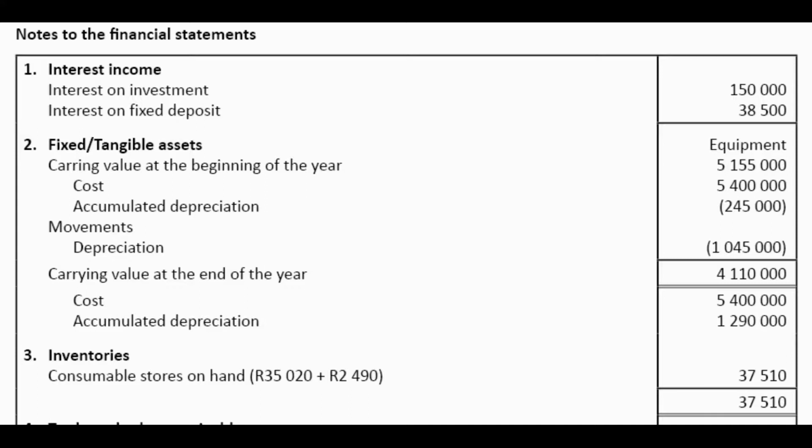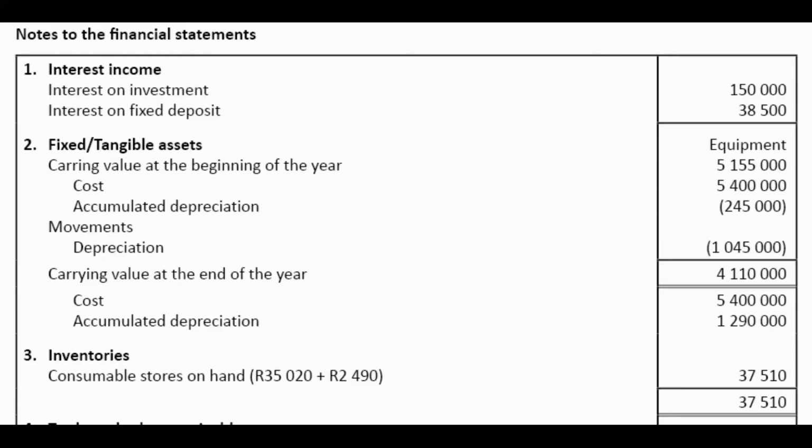Okay. Then we get to the fixed assets, the tangible assets. They were just equipment. So that's quite straightforward. The cost, you get that from the trial balance, the cost price, plus the accumulated depreciation at the beginning of the year. And then you get the carrying value at the beginning of the year, and then the depreciation that we've calculated. If we deduct that, you get the depreciation for the year. Okay, and then you get the carrying value at the end of the year. In other words, you take the carrying value at the beginning of the year, and you deduct that depreciation for the year to get the carrying value at the end of the year.